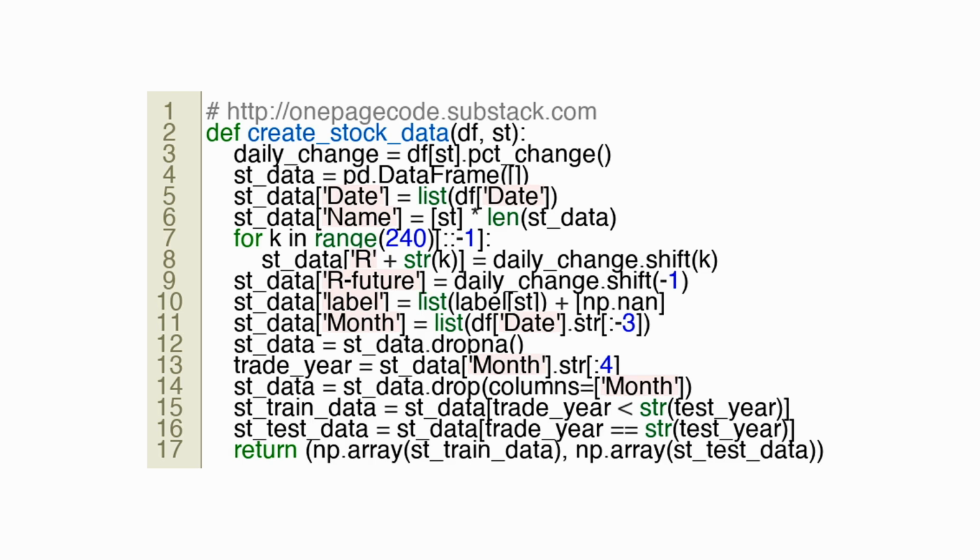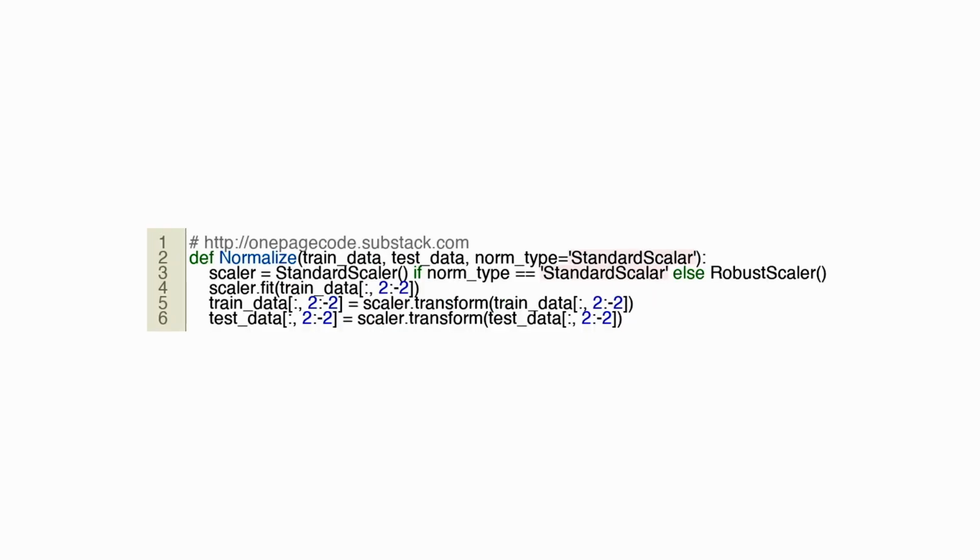The next two lines create two new data frames, stTrain data and stTest data, by filtering for trade_year values less than the test year input and equal to the test year input, respectively. Finally, the function returns a tuple of two NumPy arrays, one containing the training data and the other containing the test data. The code first defines a function called normalize that takes in three arguments: train_data, test_data, and norm_type. The default value for norm_type is set to StandardScaler.